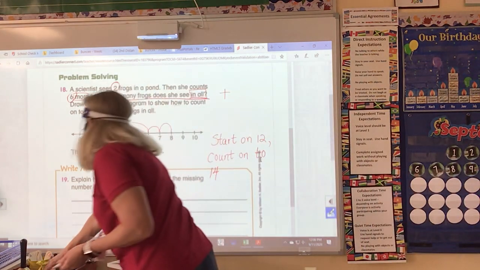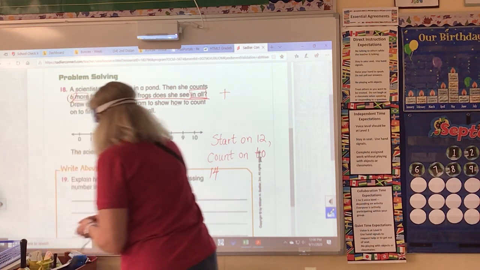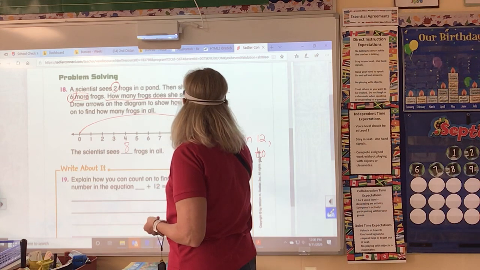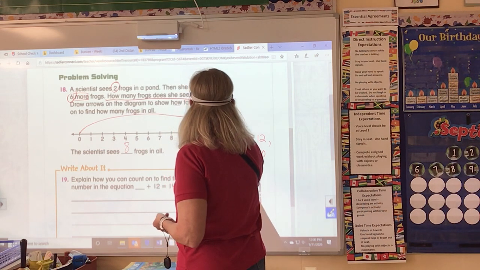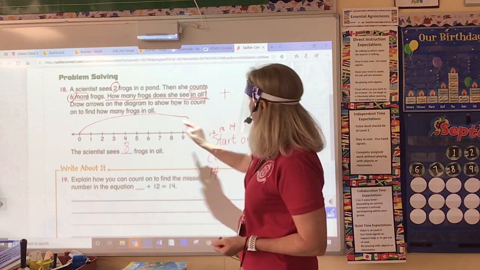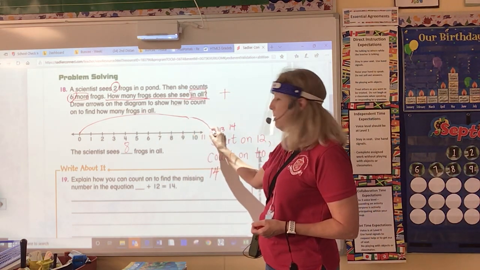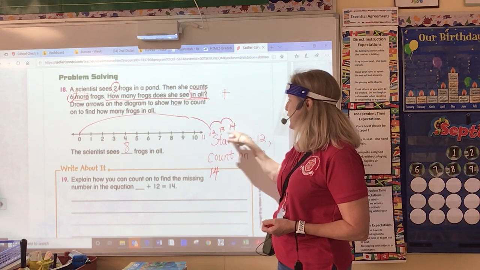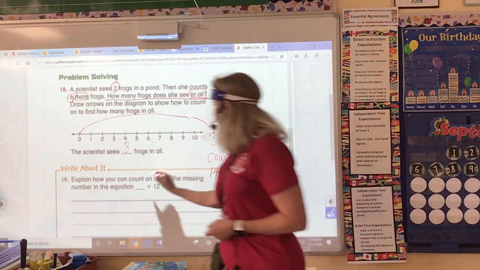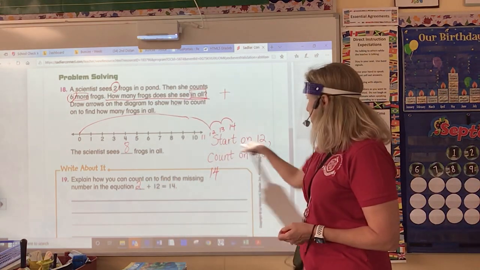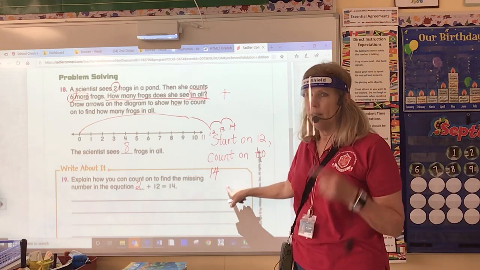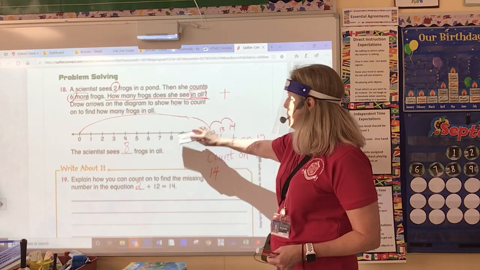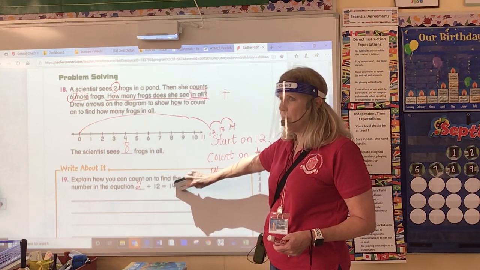So if we started at the 12, right? Oh, this only goes to 10. Here, you can write it. Okay, this is my Cricut number line. So we're starting at 12, and then we're going to count on till we get to 14, and we know that it took us 2 to count on, right? So that's what we would put there. So start on the 12, count on to 14. Love it, Miles, very good. Okay, so these are our 2 word problems that we just went through.